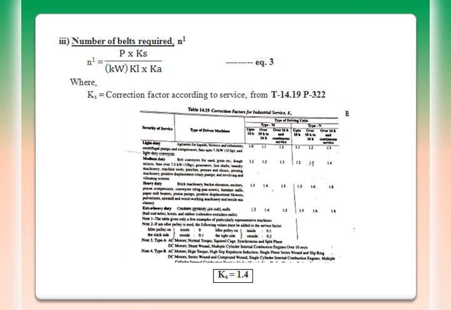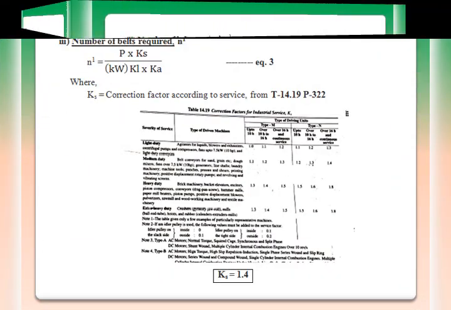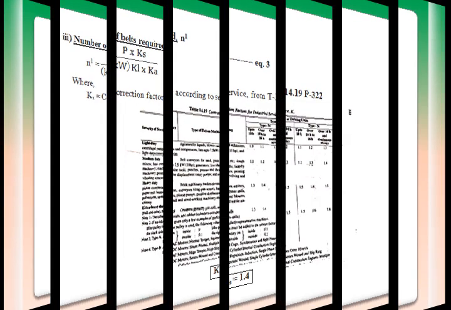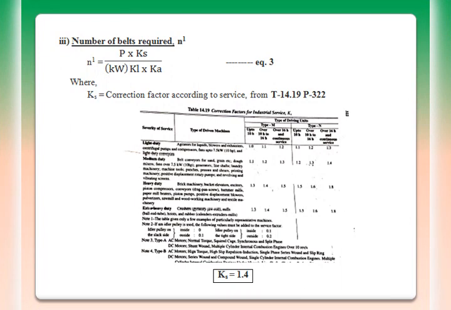Now the last unknown, the number of belts required N dash, can be evaluated by using the equation N dash is equal to P into K suffix S divided by K suffix W into K suffix L into K suffix A. We'll call that equation number 3. Now we need to find the correction factors, where K suffix S is the correction factor for service, K suffix L is the length correction factor, and K suffix A is the arc of contact correction factor that we are supposed to find, and also K suffix W, the power rating, that we have to find.